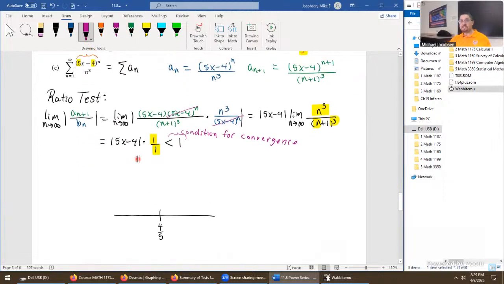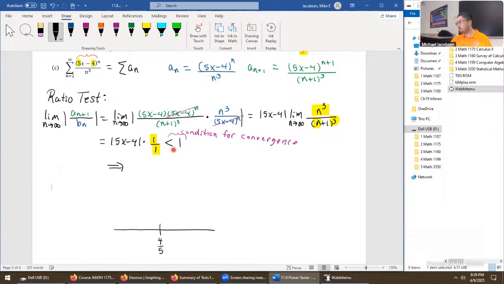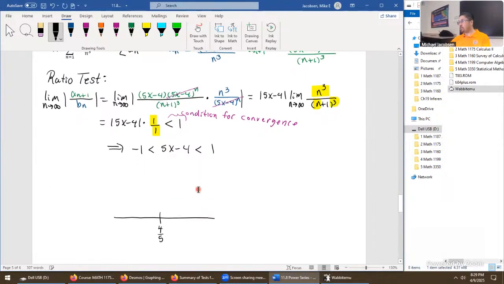Now let's start working with this. If we have the absolute value of 5x minus 4 less than 1, then it would imply -1 less than 5x minus 4 less than +1. Much like when we had absolute value of x is less than 3, now -3 less than x less than +3. Whatever number's here, we just split up in that kind of way.